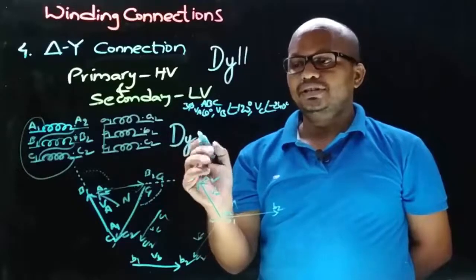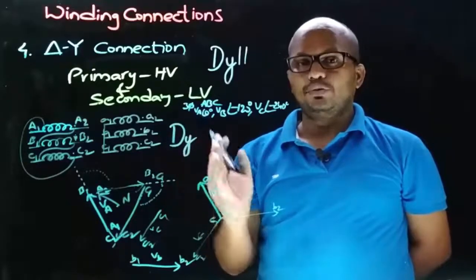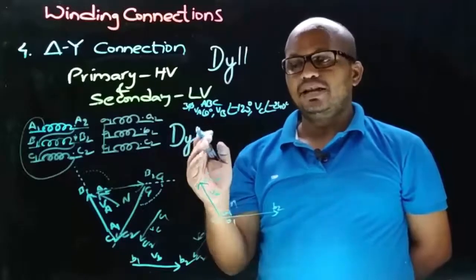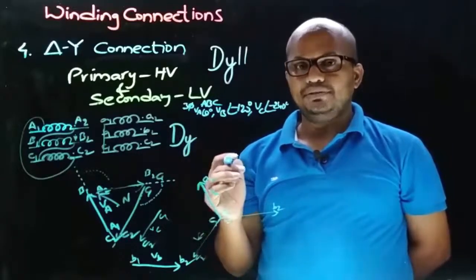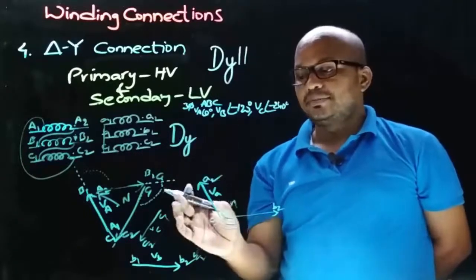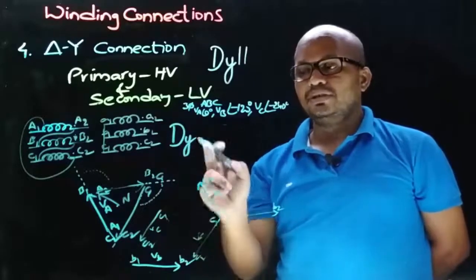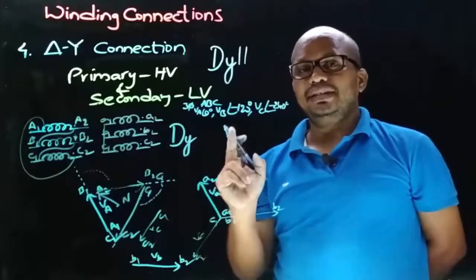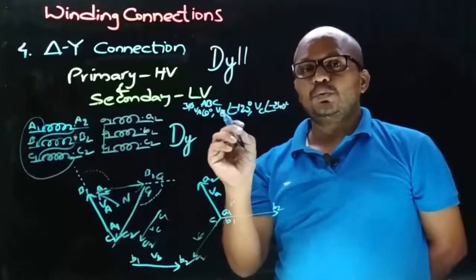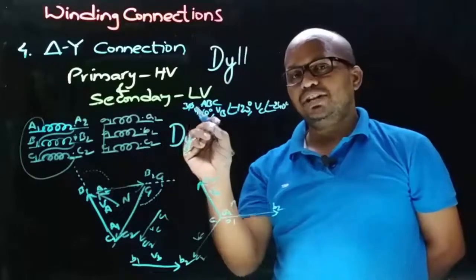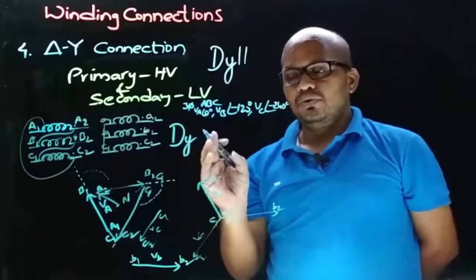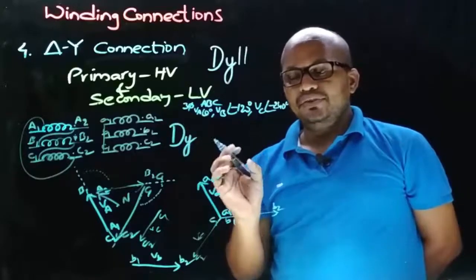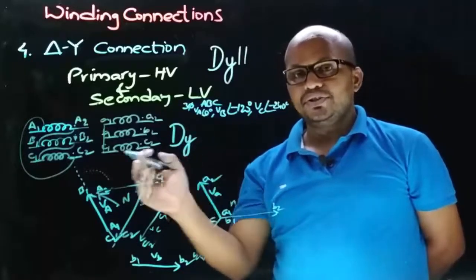And now we need to decide the third position of the vector group symbol, which is a numerical, and that numerical is obtained by clock notation. To obtain that, let's observe these phasor diagrams, because that numerical will indicate the LV winding phase to neutral voltage displacement with respect to the HV winding phase to neutral voltage. So we need the LV winding phase to neutral voltage and the HV winding phase to neutral voltage.